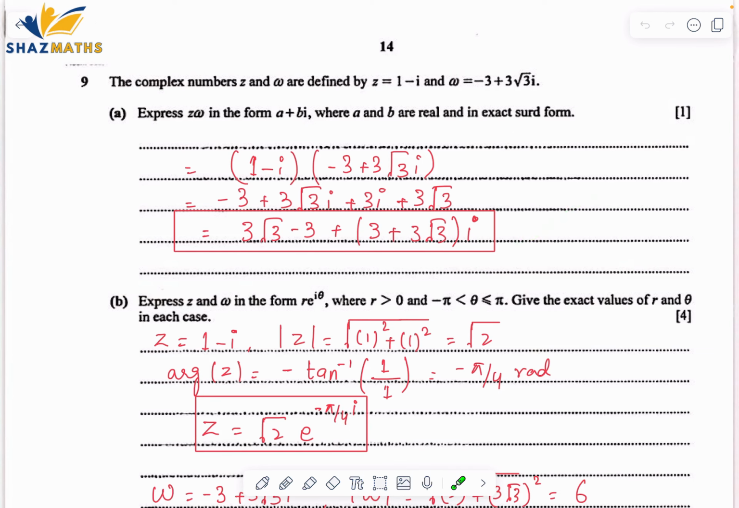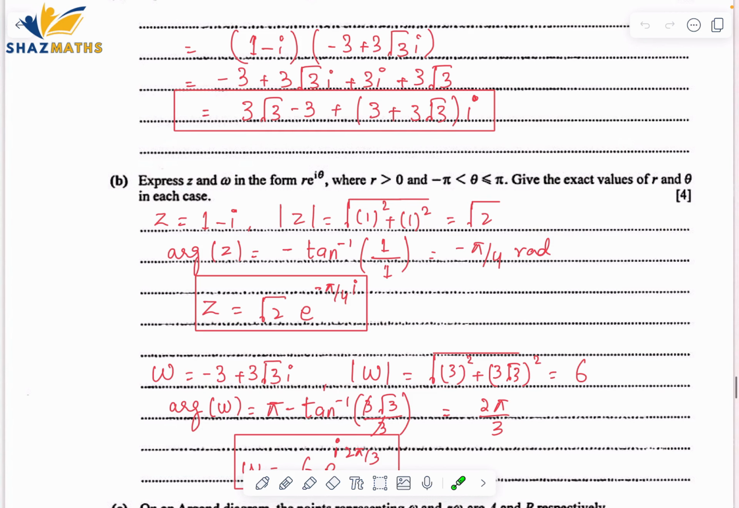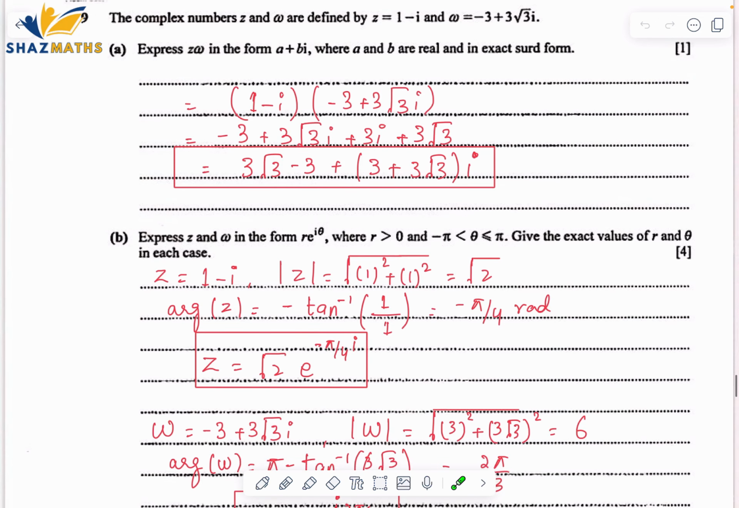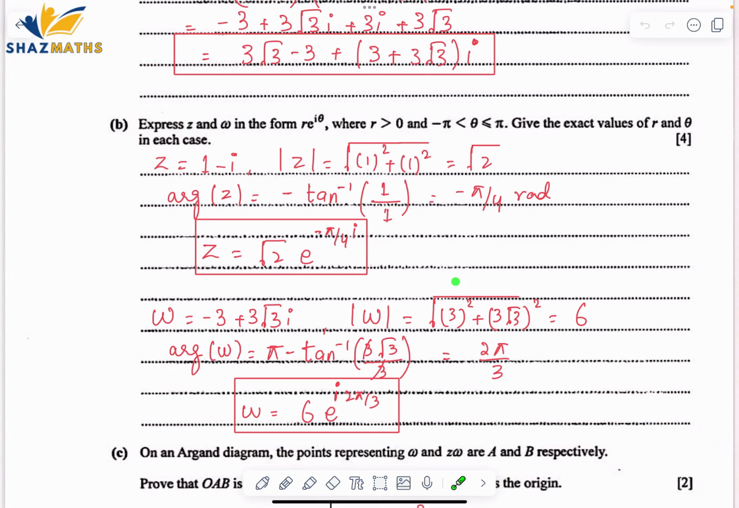and this will be our final answer. Express z and w in the form r e^(iθ), where r is positive and theta is between minus pi and pi, giving the exact values of r and theta. Okay, so for z, we'll find the value of r, which is the modulus, as the square root of 1 squared plus 1 squared. It will give you root 2. The argument of z will be minus tan inverse of 1 by 1, which will give you minus pi by 4. So the final form of z which is required is root 2 e^(-iπ/4).